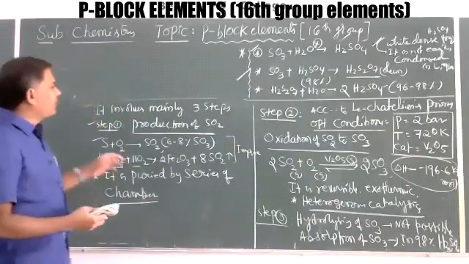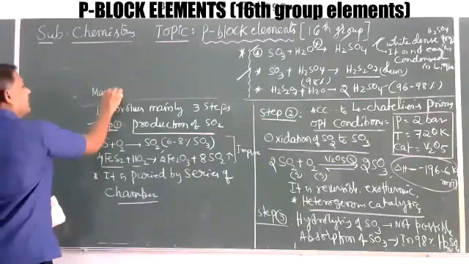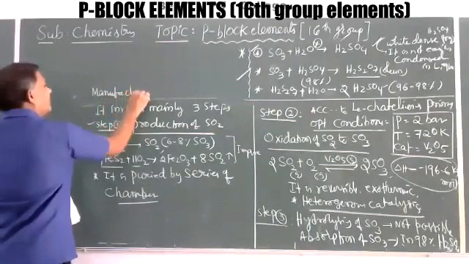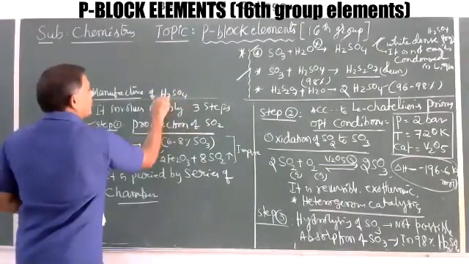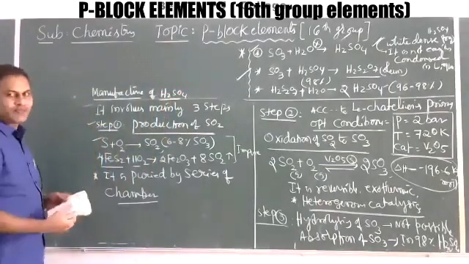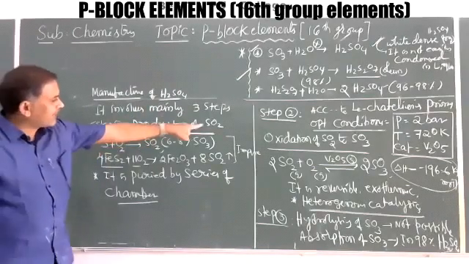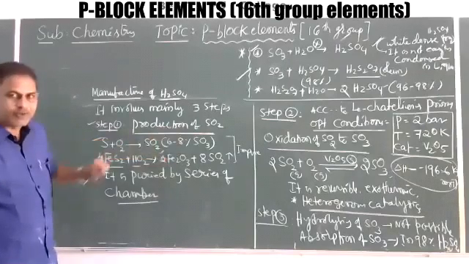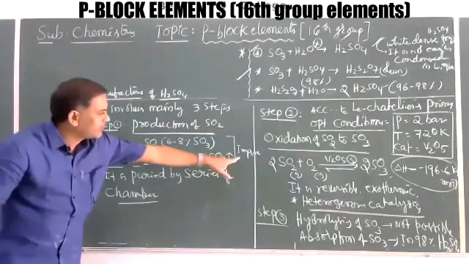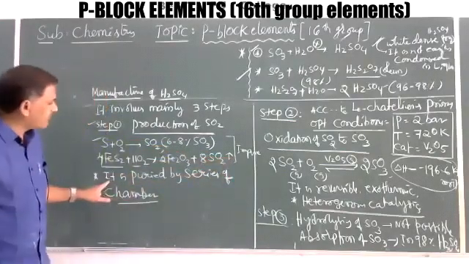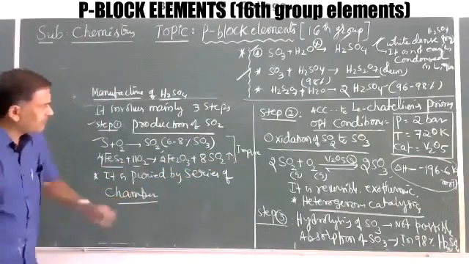See, the manufacture of sulfuric acid, H2SO4, involves the following 3 important steps. Step 1 is the production of sulfur dioxide. By using these 2 methods we can produce it. Then the obtained sulfur dioxide is not pure, it is impure. That's why that impure sulfur dioxide is purified by a series of chambers. I'll explain here, the diagram is there.